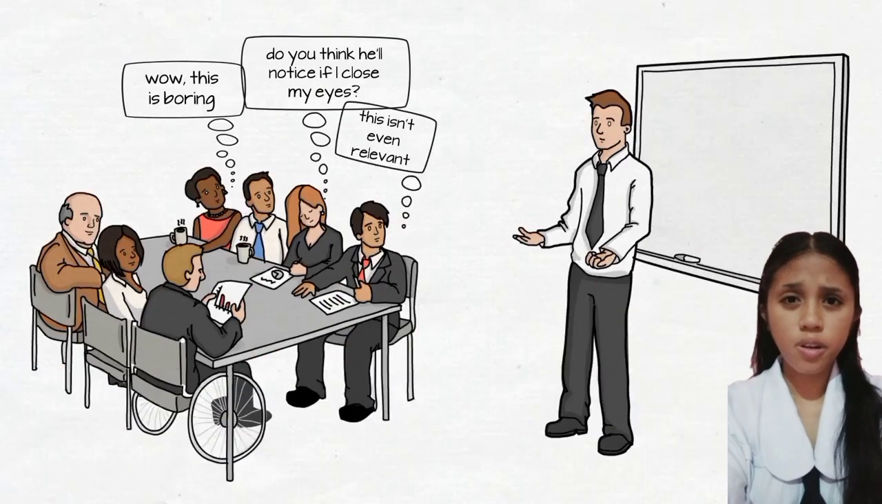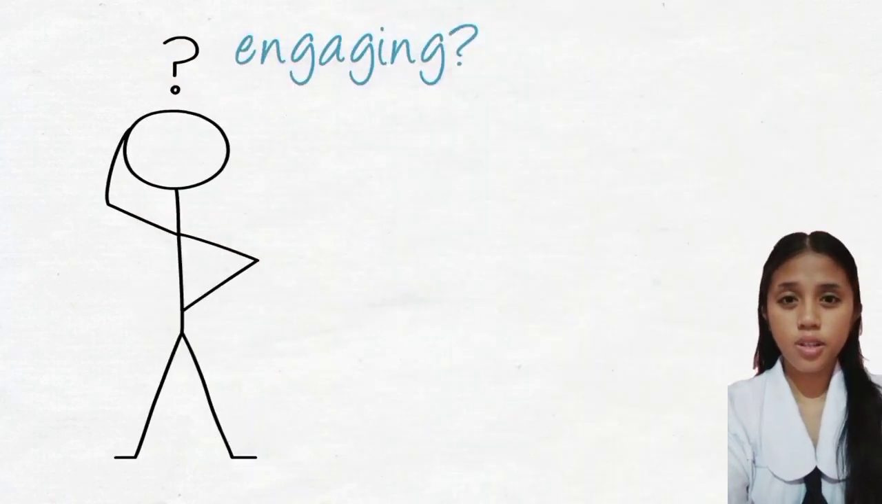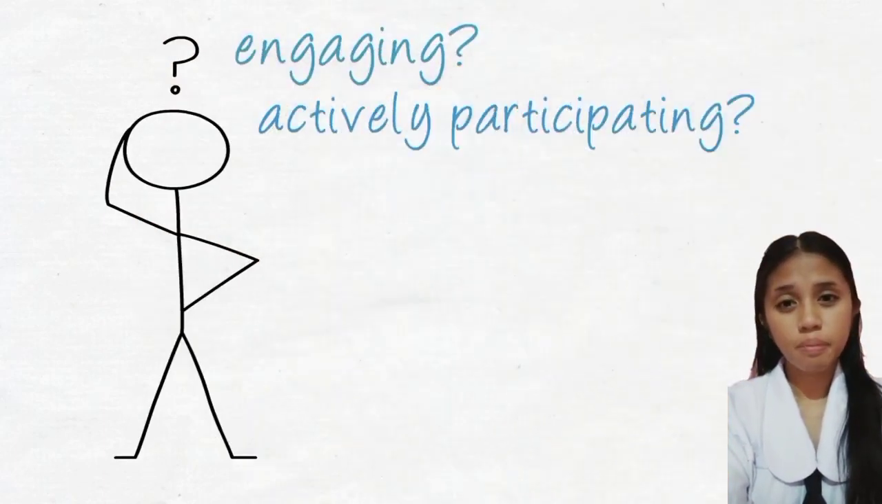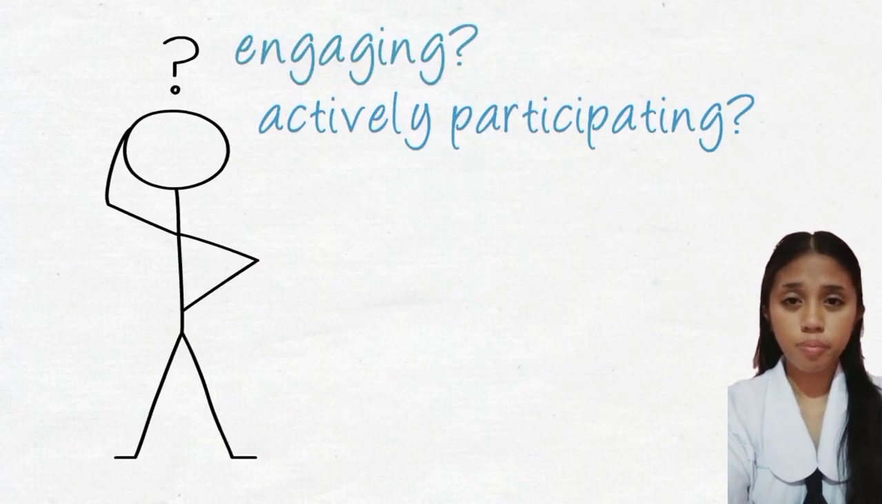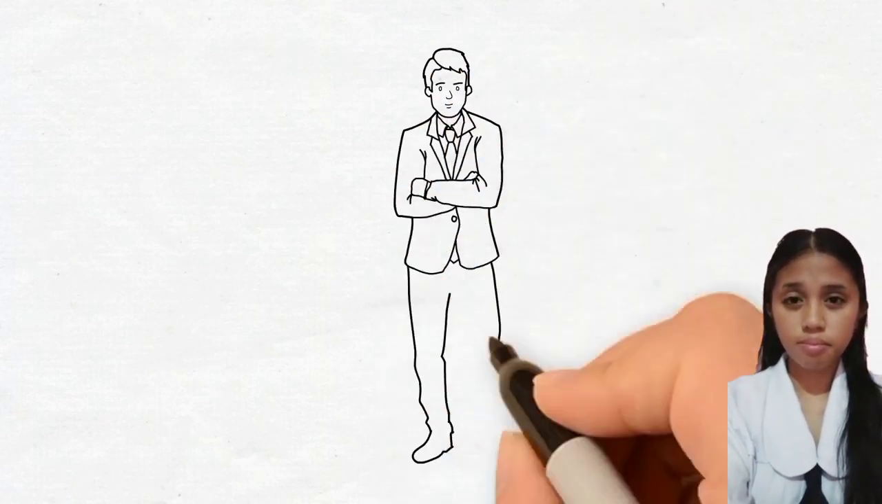What do you think went wrong here? Does this sound like an engaging lesson? Are the students actively participating? Would you think that this is for the adult learners? Or would they be interested in what they are being taught?